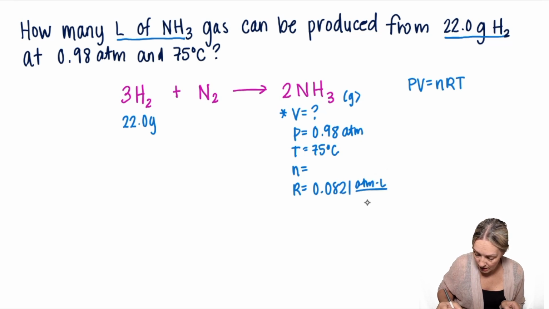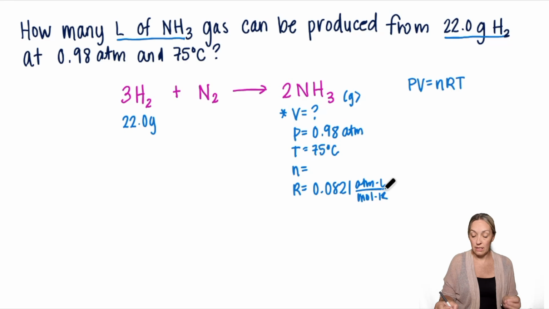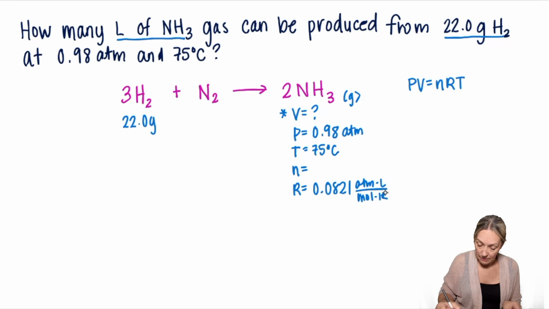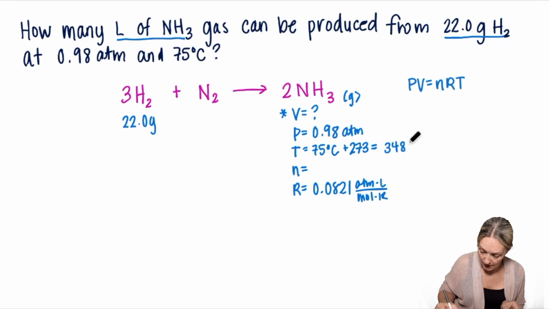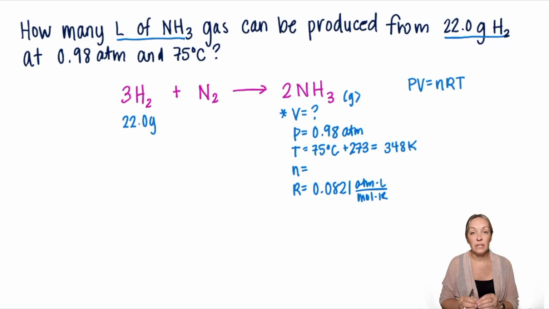The units on the R value are atm, liters, moles, Kelvin, and this serves as a good reminder to double check that you have the proper units. I have atm here, but notice that I have Celsius. I need to have Kelvin, so I'm going to add 273, which gives me 348 Kelvin. Everything is in the correct units, so now let's come up with a plan.